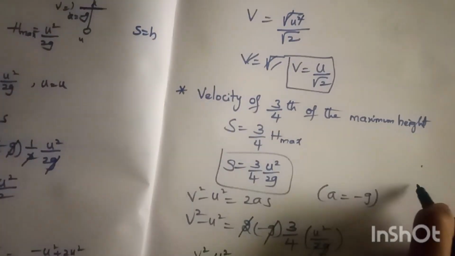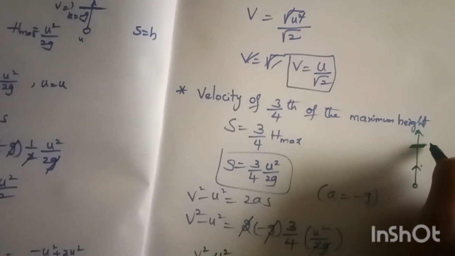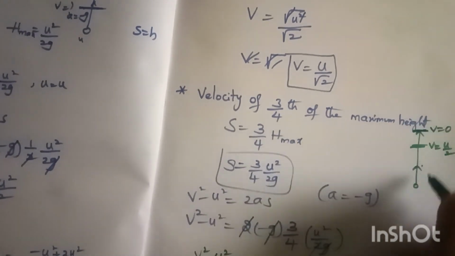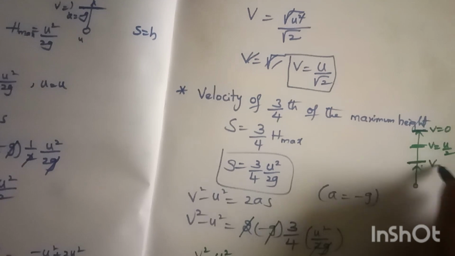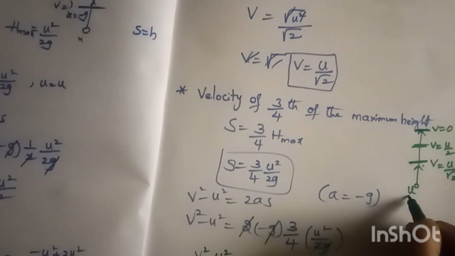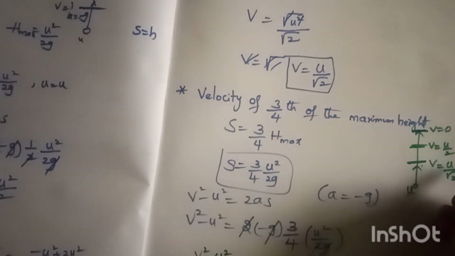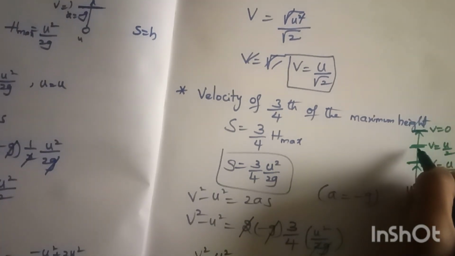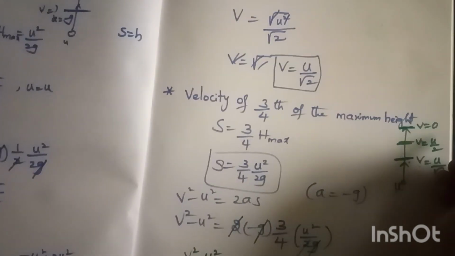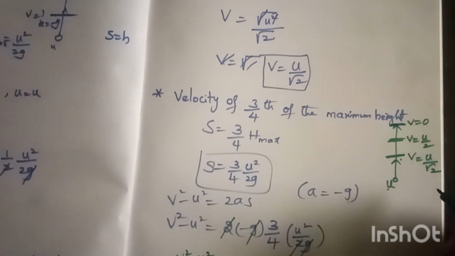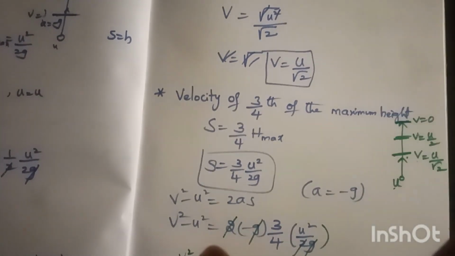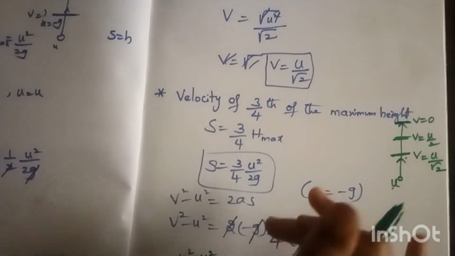Means at this point v equals to u by 2. At the maximum height v equals to 0, and at the half maximum height v equals to u by root 2. So initially if an object is projected vertically upward with velocity u, the velocity at half maximum height will be v equals to u by root 2, and velocity at the 3/4 of the maximum height will be v equals to u by 2, and the velocity at maximum height v equals to 0. These are the three important points when an object is projected vertically upward: the maximum height, half maximum height, and 3/4 maximum height. Based on this concept, you can solve any question.